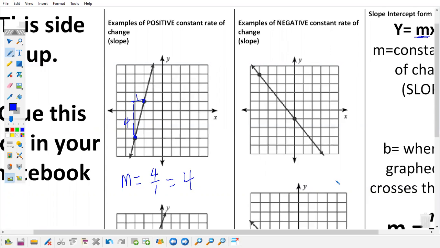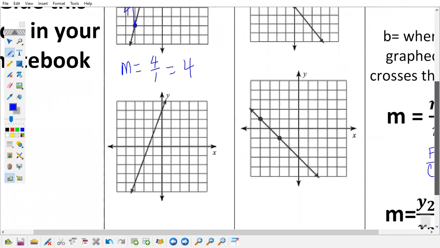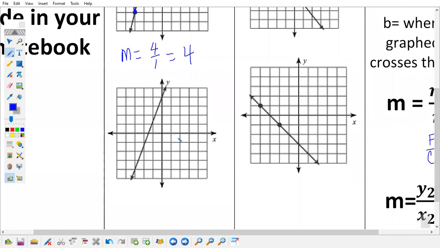Make sense? Okay. I would like for you to take a moment and do the same thing on this graph. Identify two key points and find the constant rate of change, the slope.